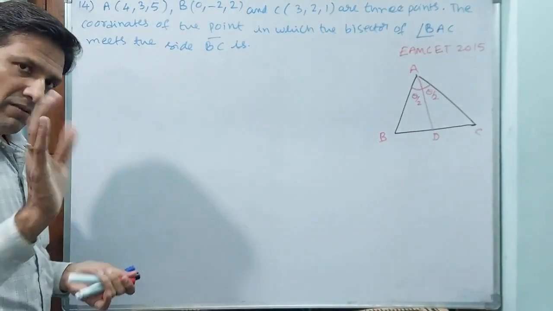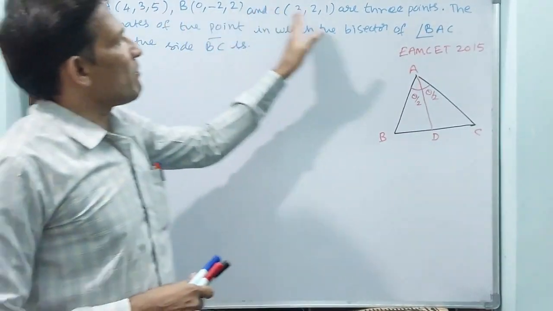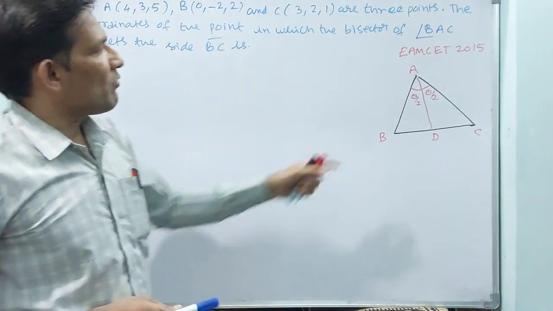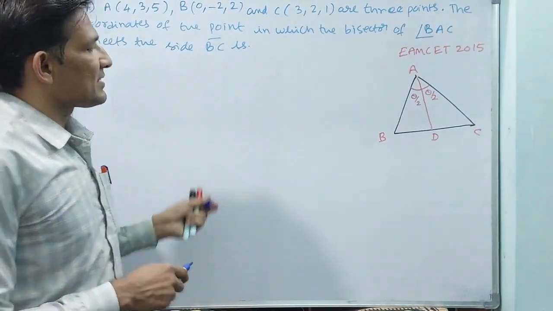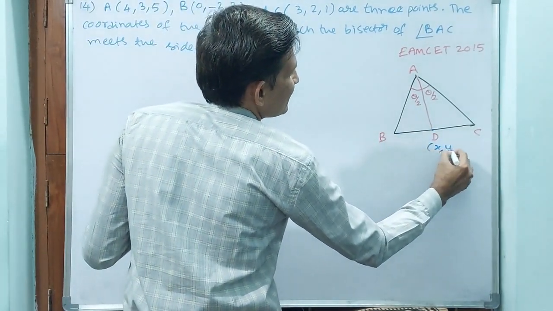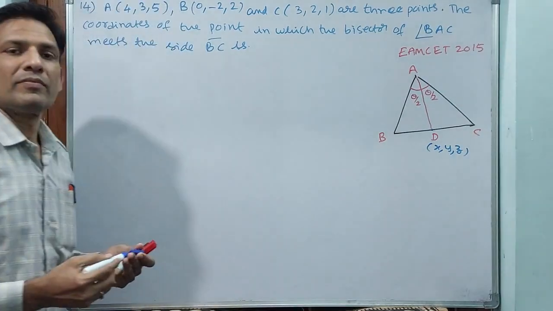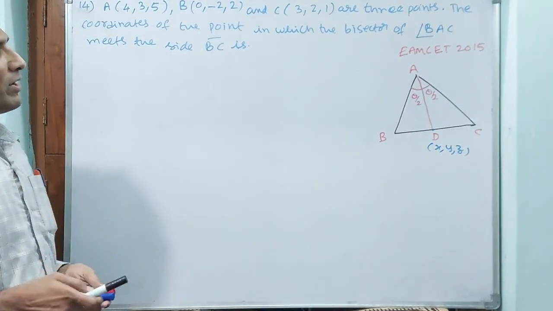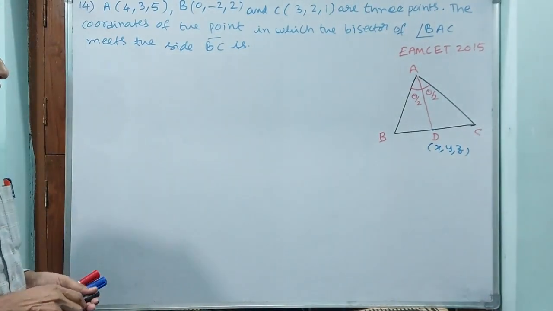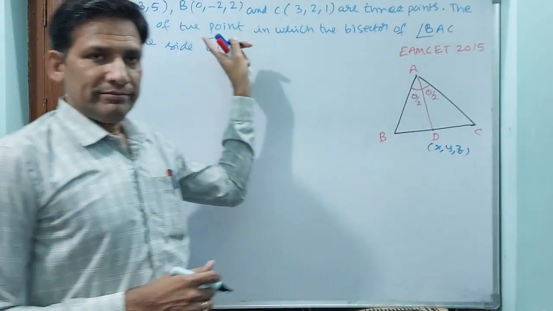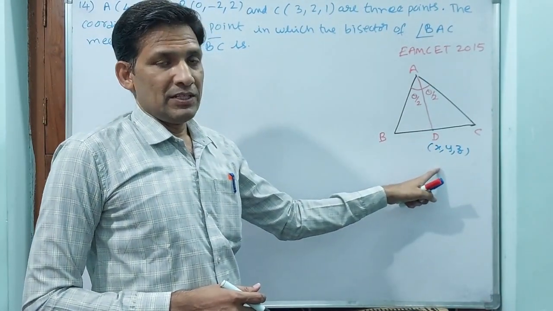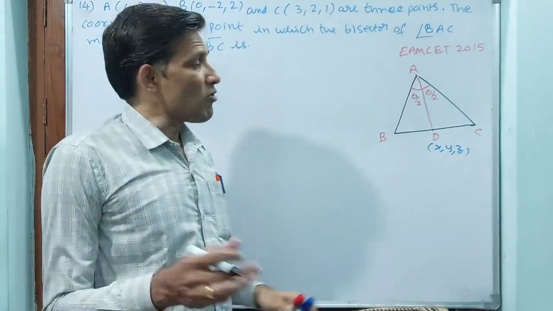Now go back again. Three points are there. The coordinates of the point in which the bisector of angle BAC meets the side BC, meets the side at D. That means this D they are asking, X, Y, Z. Understand the logic? How are we going to find that D? You know BC. If you know this ratio, you can find this point. It is dividing internally.